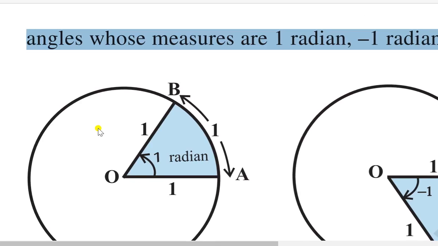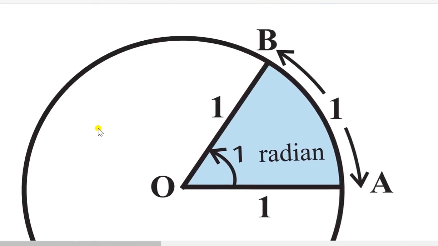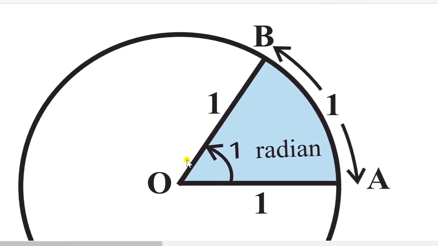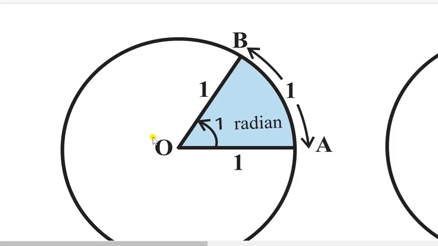Forget everything and just look at this circle. We have a circle. The center of the angle is the same as the center of the circle. So this radius is 1 unit, this radius is 1 unit, and this arc length is also 1 unit.